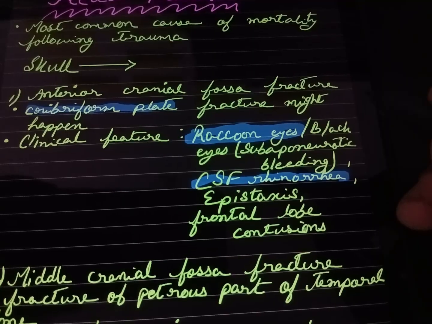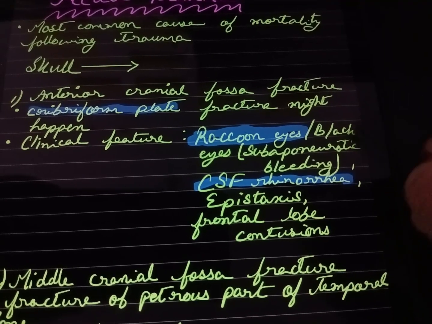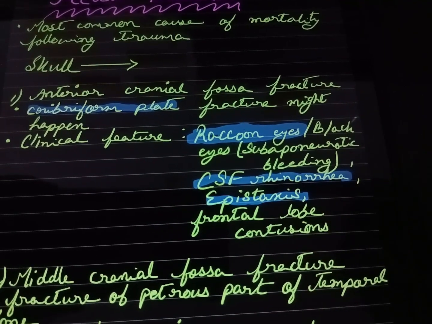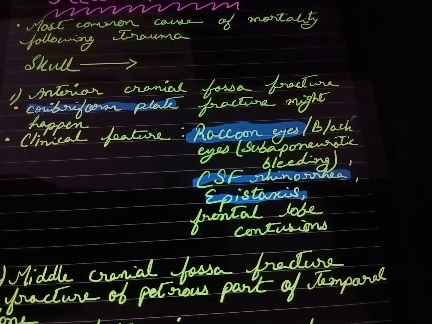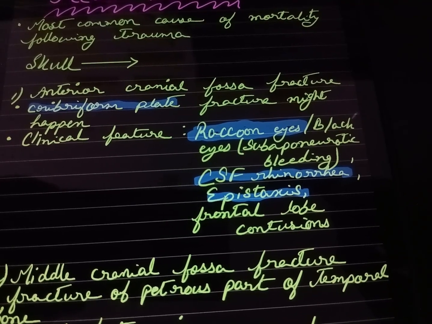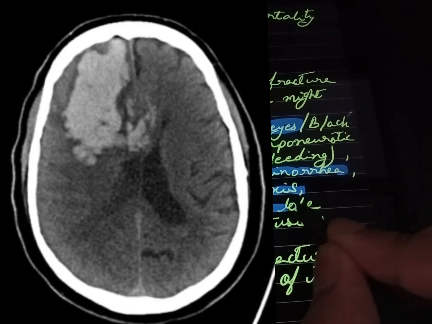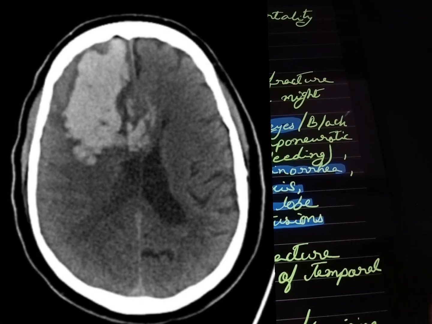So the next clinical feature is epistaxis. Epistaxis is bleeding from the nose. So the next clinical feature is frontal lobe contusions. So this is all about anterior cranial fossa fracture.